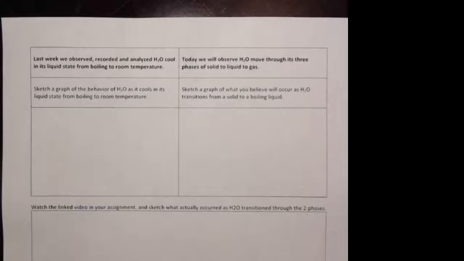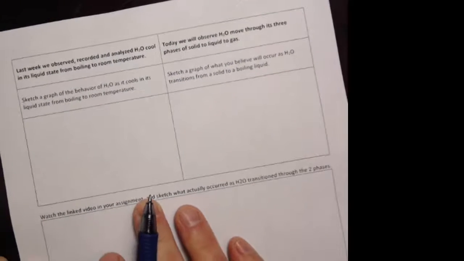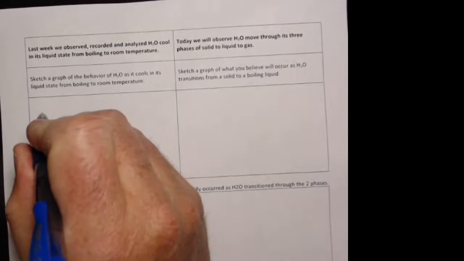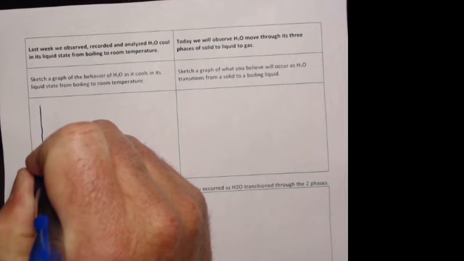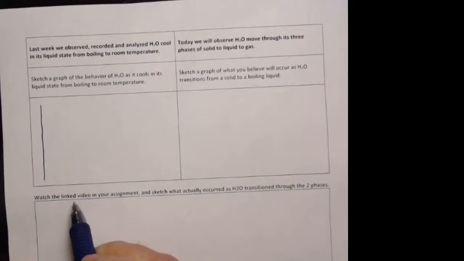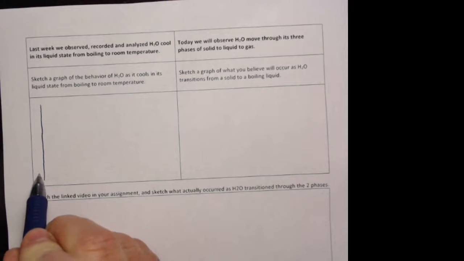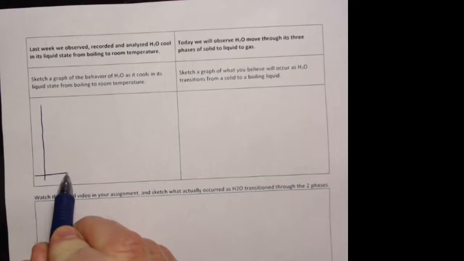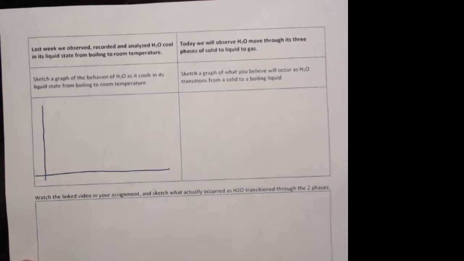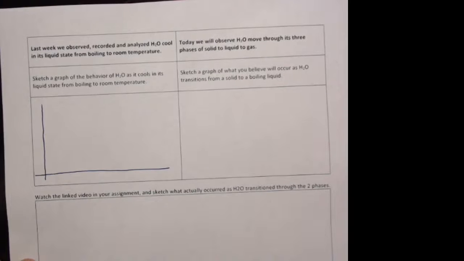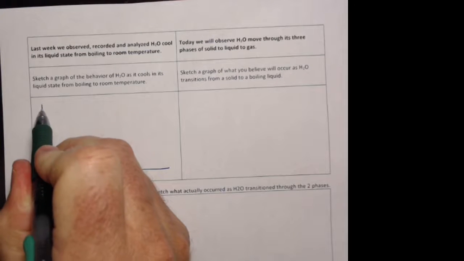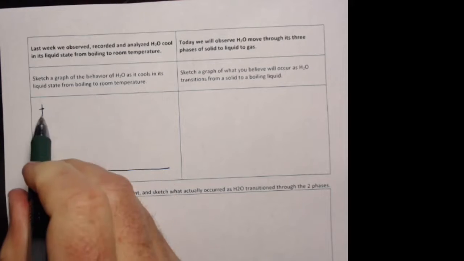So in this section, this is just reviewing what we did last week. To help you set up what the graph's going to look like here, think about what that looked like. This was basically boiling water cooling to room temperature. Okay, so this is how that was set up. I'm going to make a mark up here for where water was boiling.